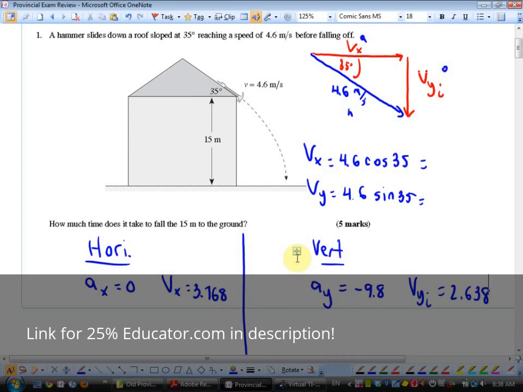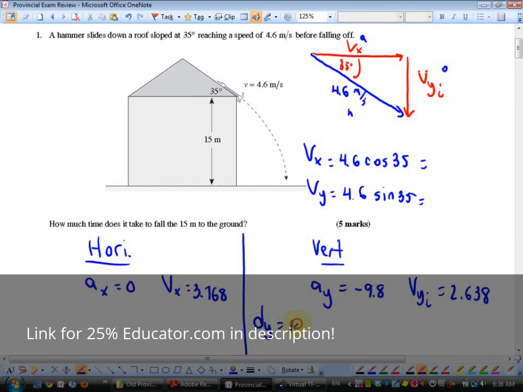If you launch from the ground and end up on the ground, what's your vertical displacement? 0, because your change in height is 0. Don't let them scare you with that one. They'll do that one once in a while too. But I know that my vertical displacement is, what is my vertical displacement? Give you a hint, not 15.